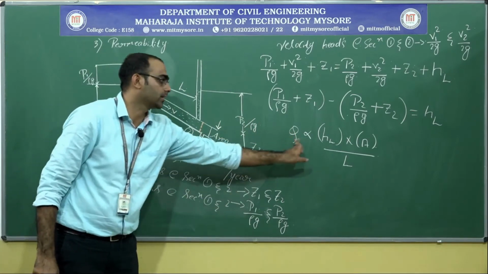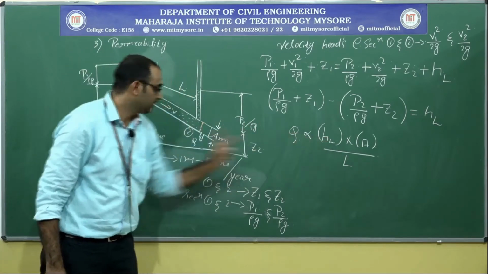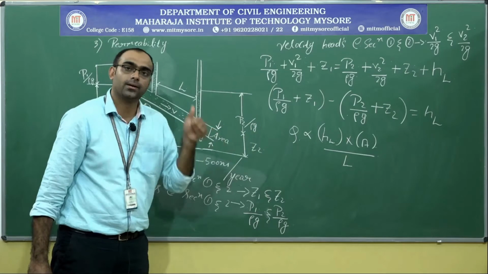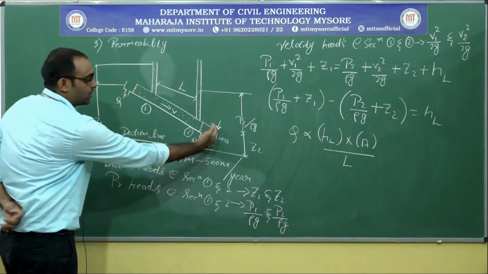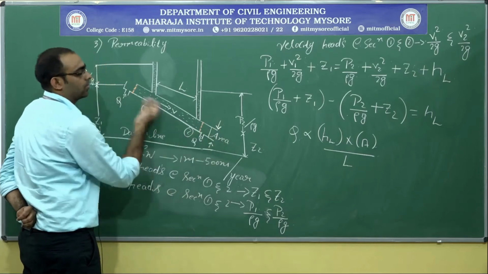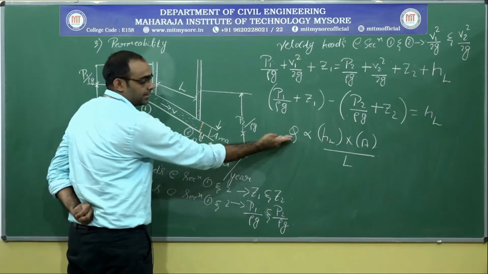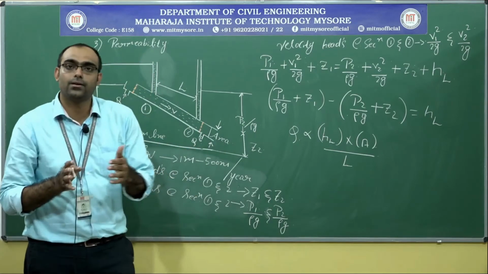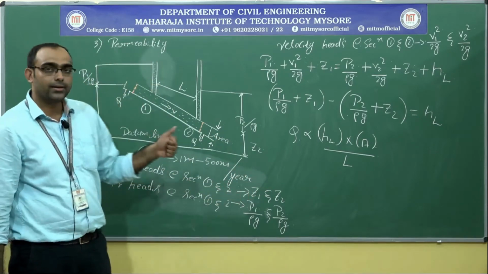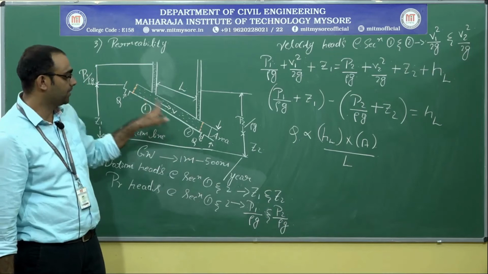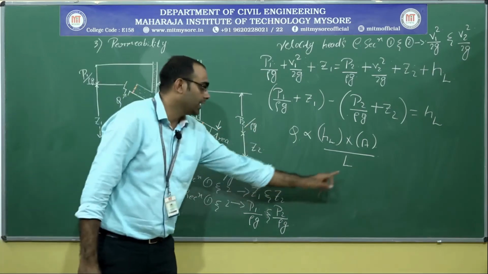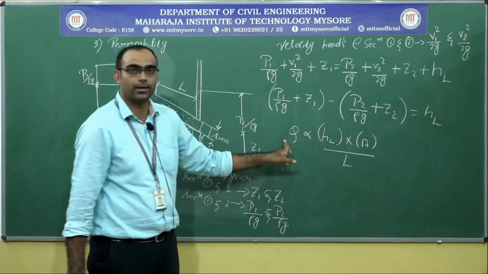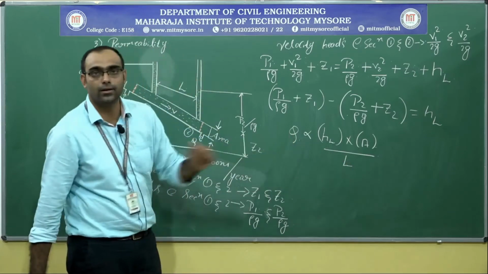That is why I have written Q is directly proportional to HL. If the energy difference or the head difference is more, the discharge will be more. If the area of this cross section is more, more water flows and the discharge will be more. If the length of this aquifer is very large, the water takes a lot of time to move from section 1 to section 2. That is why I have written Q inversely proportional to length. If length is more, discharge will be less. If length is less, the discharge will be more.